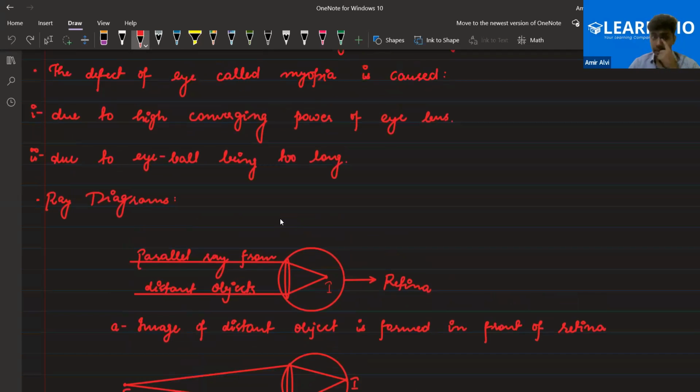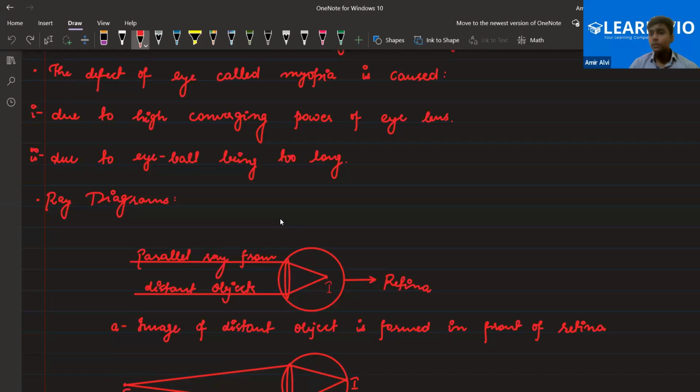And another reason is the eyeball being too long. So the other reason could be that in place of spherical, the eyeball becomes a kind of oval shape, like an egg. So that is also a reason. Some of the students have written that excessive use of phone and inheritance and all those things are also reasons. I'm not saying those reasons are wrong, but these two are the main reasons.